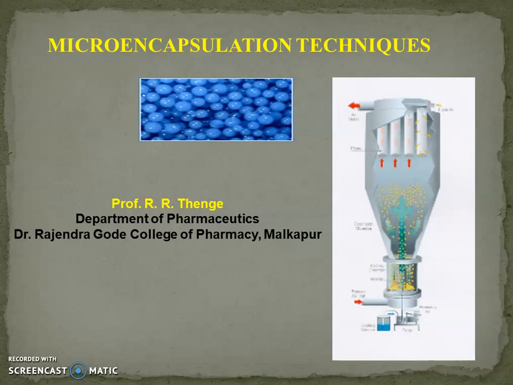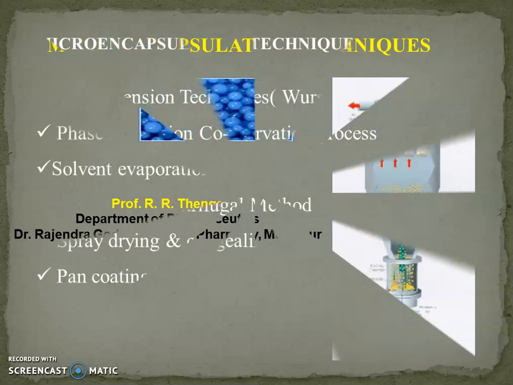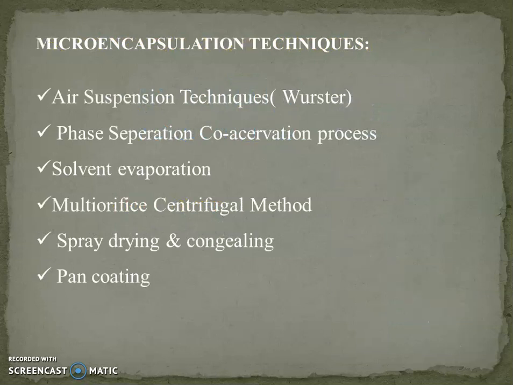I am going to discuss the topic microencapsulation techniques. The number of microencapsulation techniques are: air suspension method, also known as Wurster's process, phase separation coacervation method, solvent evaporation method, multi-orifice centrifugal method, spray drying and spray congealing method, and pan coating method.